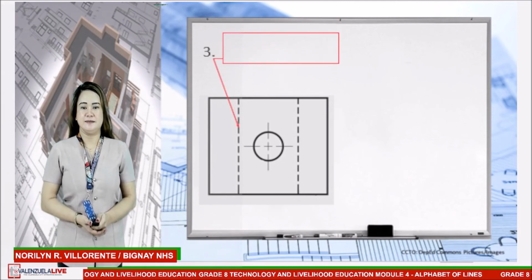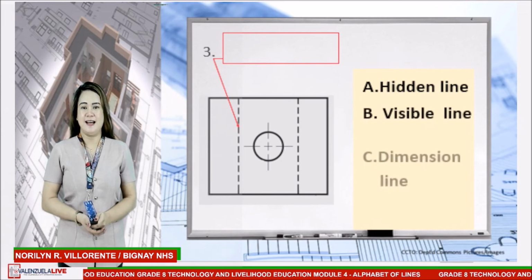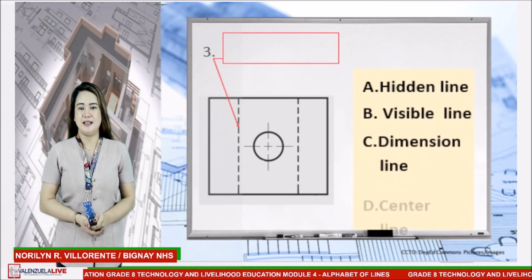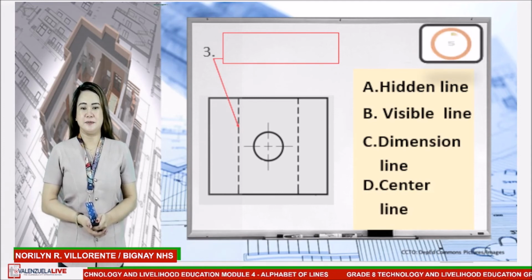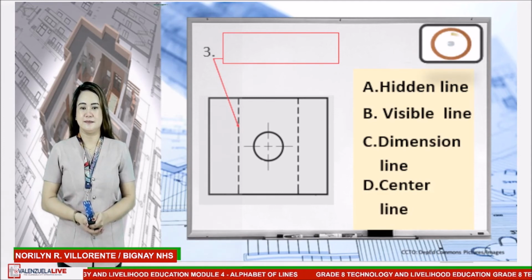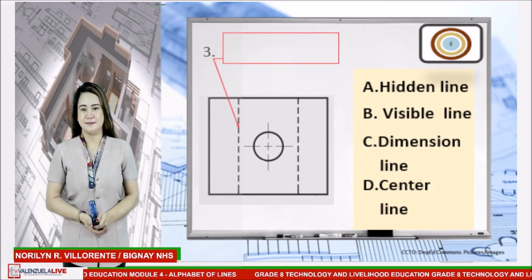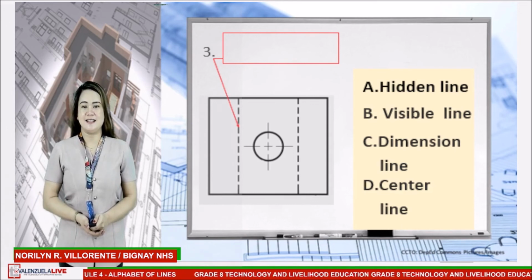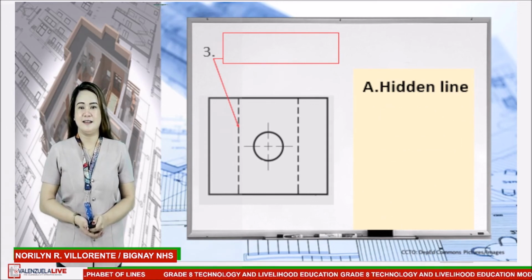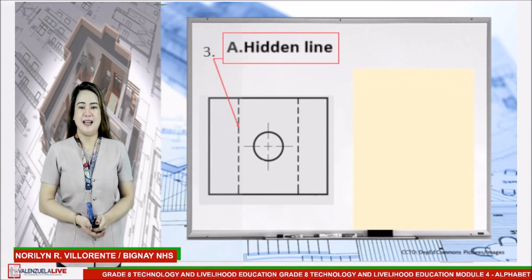Number 3. A, hidden line, B, visible line, C, dimension line, D, center line. Your timer starts now. Time is up. The correct answer is letter A, hidden line. Good job, class.